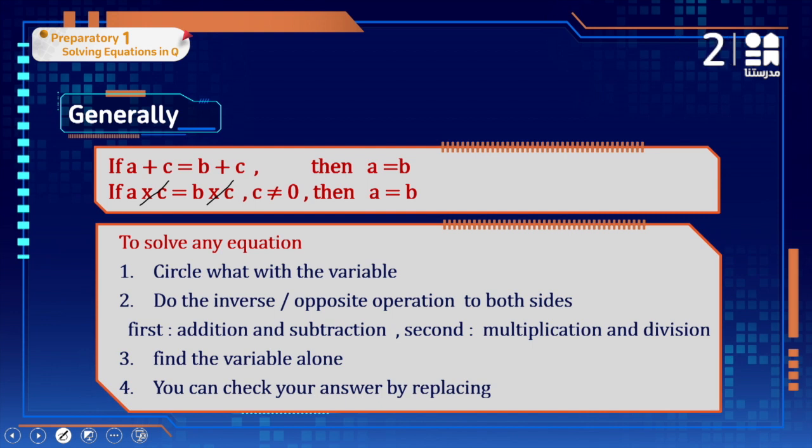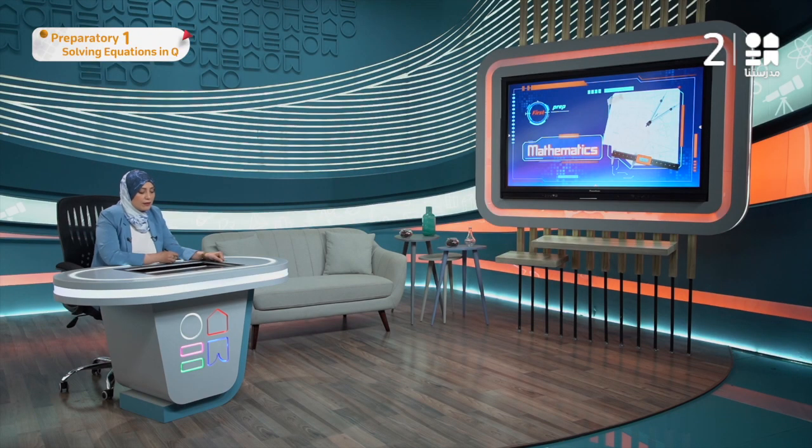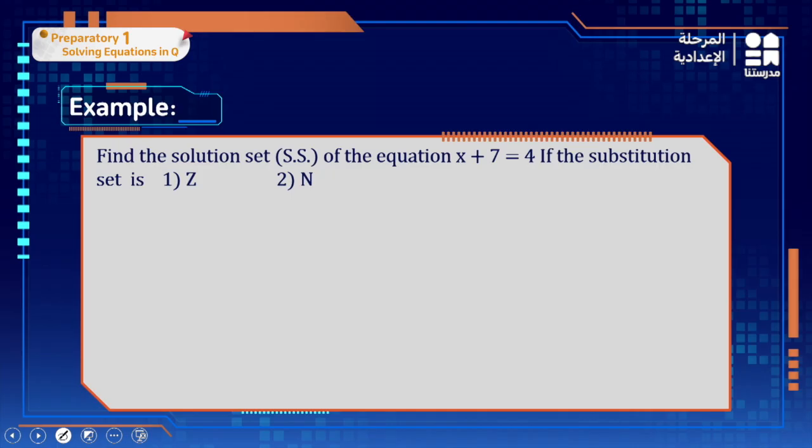Let's apply the 3 or the 4 steps with checking, to be clear for everyone. For example, here we have: find the solution set SS of the equation x plus 7 equals 4, and the substitution set is Z, the integer numbers, and N, natural numbers.